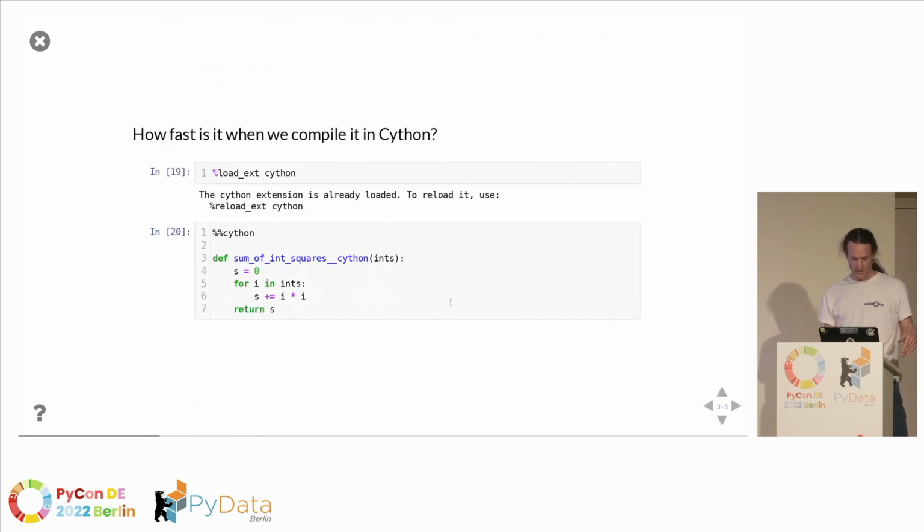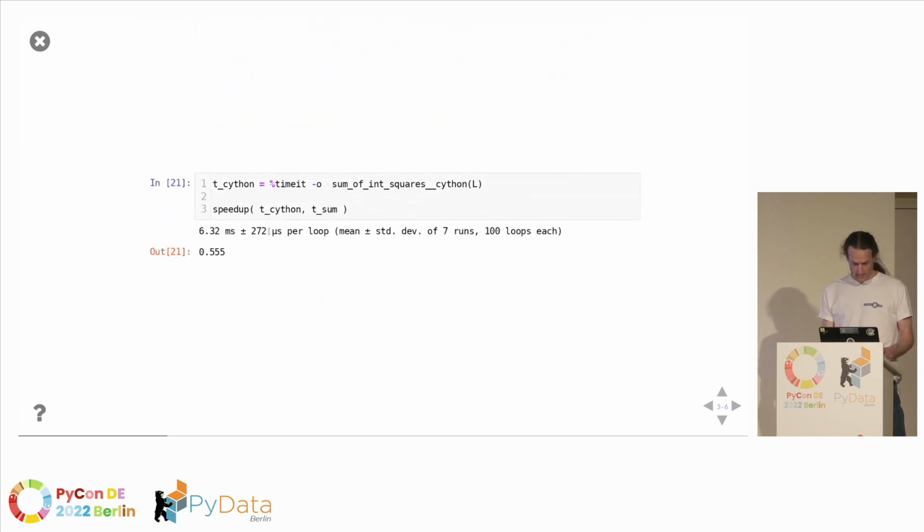So how fast is it when we compile this in Cython? I'm using the same function as before. All I change is I'm adding %%cython to my cell, and now I run the same through Cython compiled. And you can see it's a bit faster. Okay, so we had something close to 8 milliseconds before, and this is 6.3. Okay, cool.